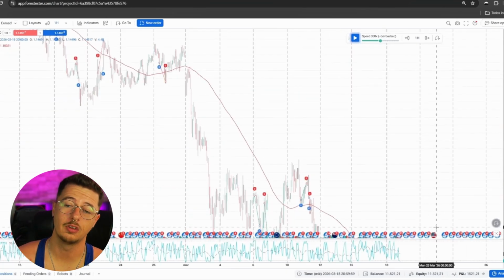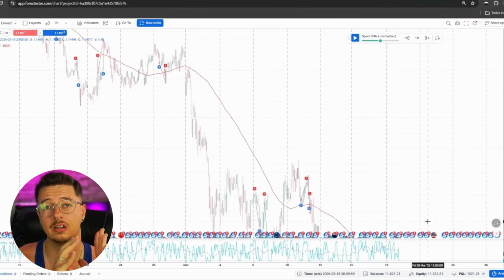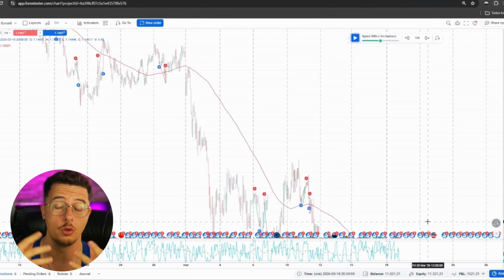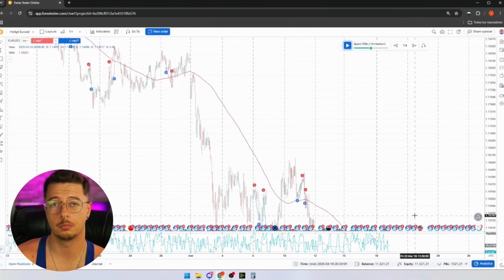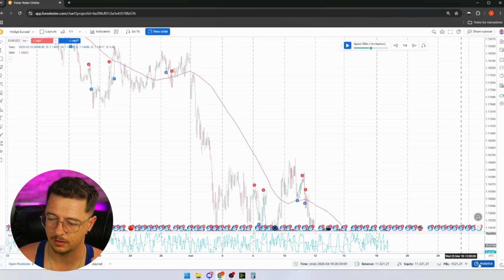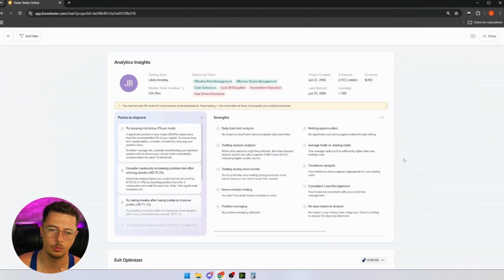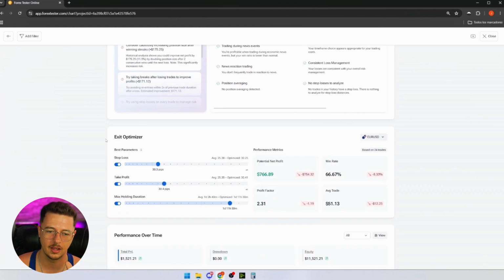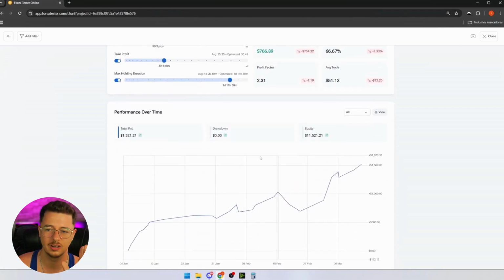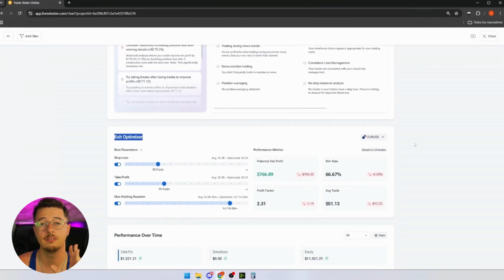Now the backtest has come to the end, it's time to show you how we can optimize the strategy so you can build your own strategy using this as a base. So let's go to analytics, and it's quite interesting what we can get here in analytics insight and with the exit optimizer. So let's check it out. Strategy made a 15% gain in 21 days, so that is spectacular, it's perfect.